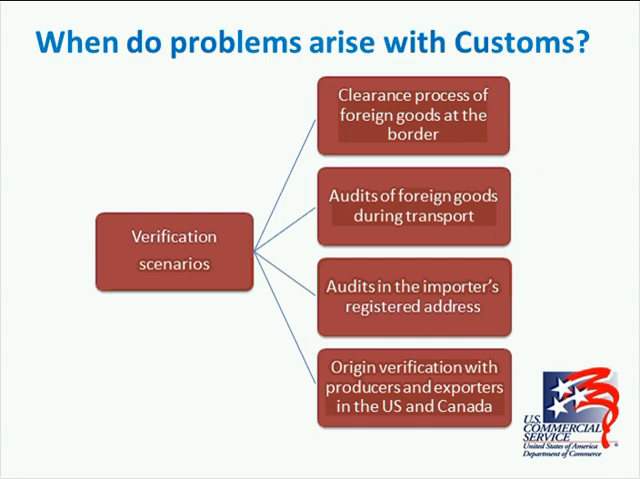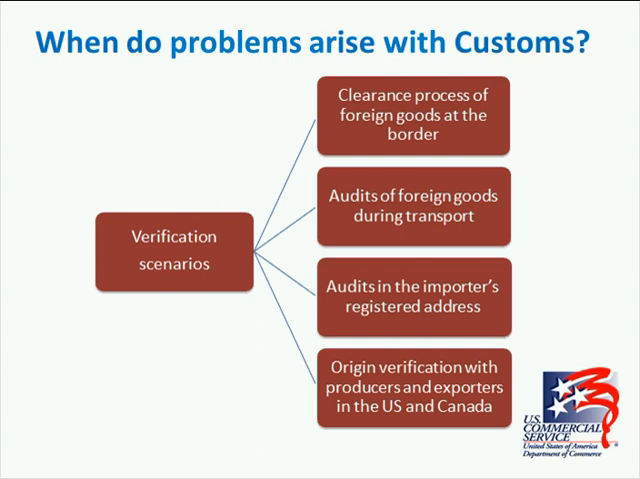When do problems arise with customs? Basically, customs will have contact with importers, exporters in several verification scenarios. The first one, when goods are cleared at the border. After this happens, audits can also be made of foreign goods during transport in Mexico. The most common in these times, because the barriers are being less strict at the border, is that customs is now making more audits in the importer's registered address, which is similar to what happens in the U.S. with CBP now. And the fourth scenario, origin verifications with producers and exporters in the U.S. and Canada.